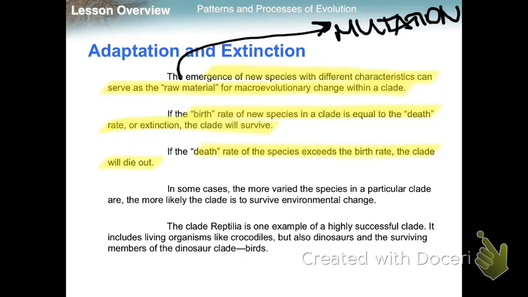We talk about this with a population as well, an individual population. This is a group of individuals that are related. The more varied the species, the more likely the clade is to survive environmental change, just like with a population. The more variation, if there's one or two characteristics that allow some of those organisms in the population to survive, that's going to allow the entire population to survive, or that species to survive.